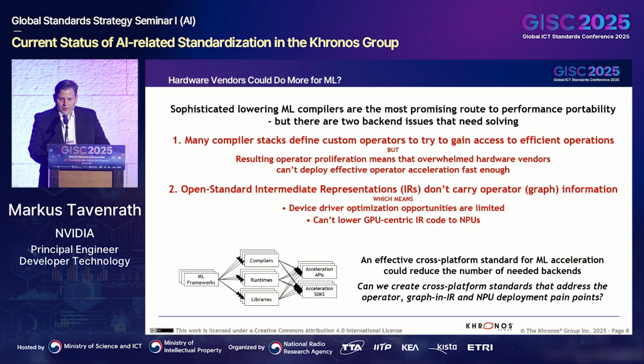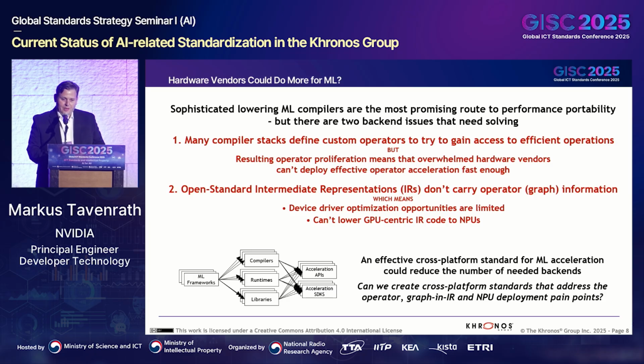So, what could hardware vendors do for ML? In general, the industry thinks that sophisticated lowering ML compilers, and with lowering ML compilers, I mean compilers taking a machine learning graph and compiling it down to compute kernels, with potentially one compute kernel per operator, or even by fusing multiple operations into a single kernel, is the road to solve performance portability. But there are backend issues that are not great.